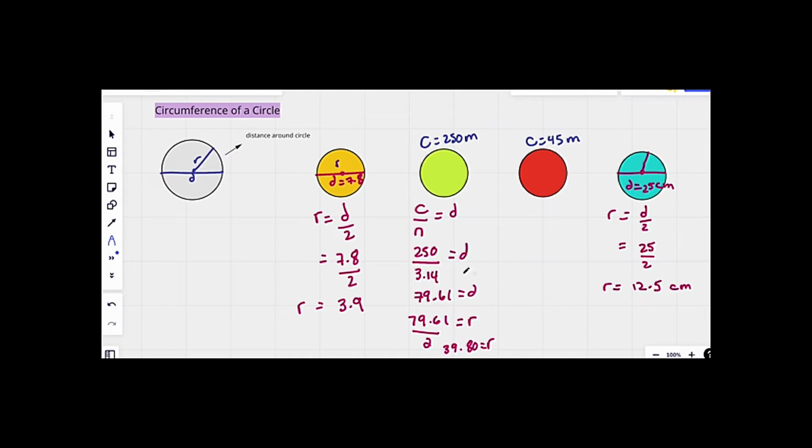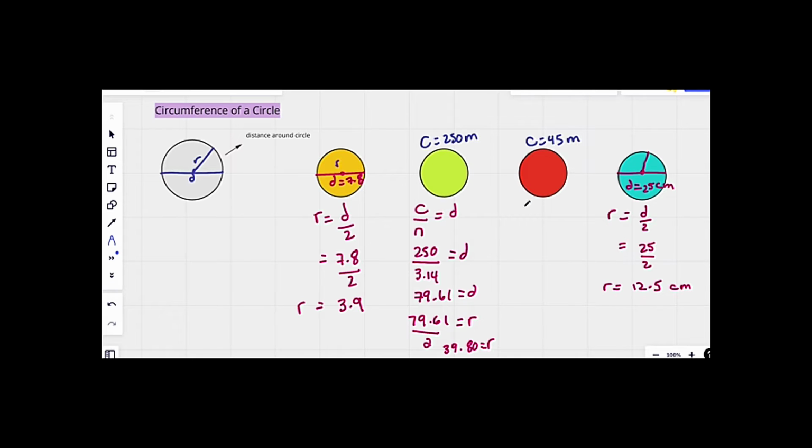So you understand how we did that, right? First we need to solve for the diameter. We need to find out what the diameter is when we only have a circumference, and we do that by dividing the circumference by pi. That gives us the diameter. But we're not done. If we're trying to find what the radius is, we then have to grab whatever we got for diameter and divide it by 2, because the radius is half of the diameter, and that gave us 39.80.